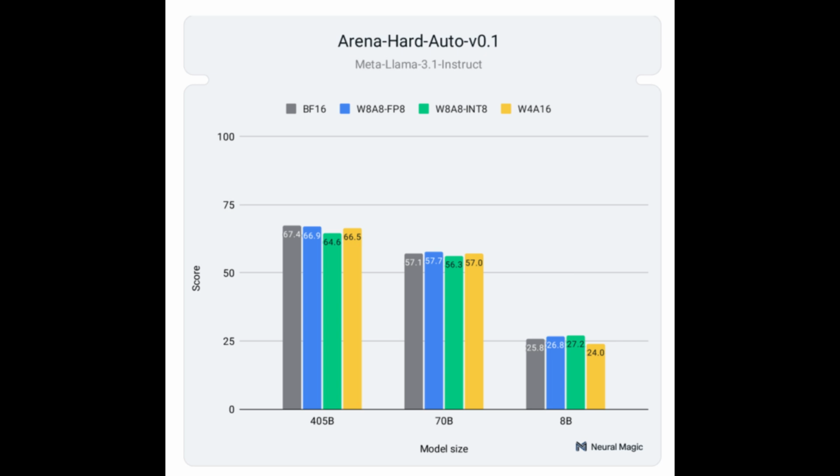One of the critical benchmarks we will examine is the Arena Hard Auto V 0.1, which provides a comparative analysis of models across different quantization techniques. In the presented benchmark results, the left side of the graph, depicted in gray, represents the BF16 brain floating point 16-bit version of a 405 billion parameter model, whereas the right side, shown in blue, represents the same model but quantized to floating point 8-bit FP8 precision.